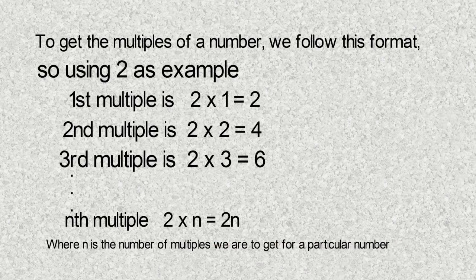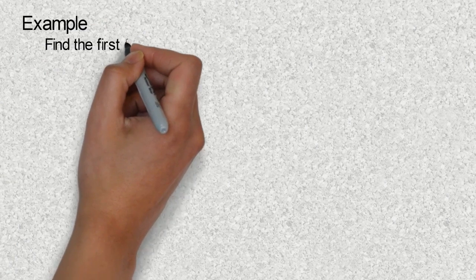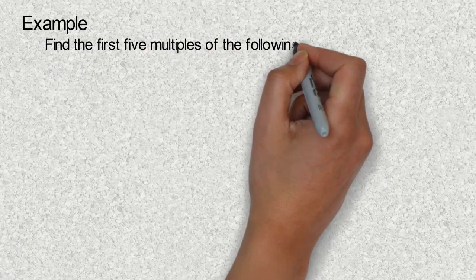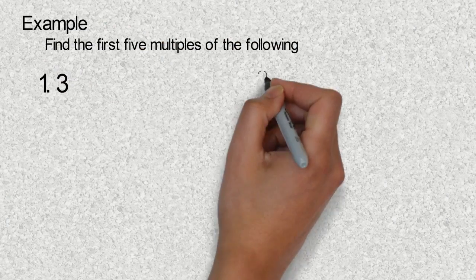That is, I could tell you to get the 200th multiple. I could tell you to get 500 multiples of 2. I could tell you to get 1 million multiples of 2. So you keep doing it until you get to that. So example, find the first 5 multiples of the following: 1, 3, and 2, 4.